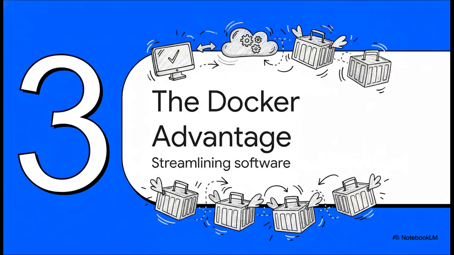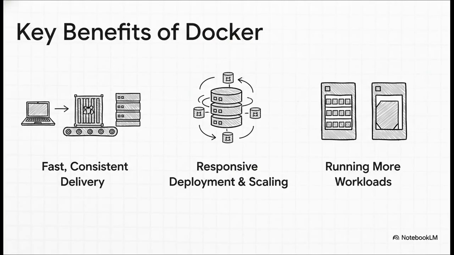So this whole lightweight, portable nature of containers, well, that's what gives Docker its superpower. It's not just about solving that works on my machine problem anymore. It's about making the entire process of creating and deploying software so much smoother. It really boils down to three huge wins. First, you get super fast, consistent delivery. That's because everyone, from developers to testers, is using the exact same standardized container. Second, deployment and scaling are incredibly responsive. You can spin up new containers or shut them down almost instantly to handle changes in demand. And third, because they're so light, you can cram way more applications onto the same server, which, as you can imagine, saves a ton of money.